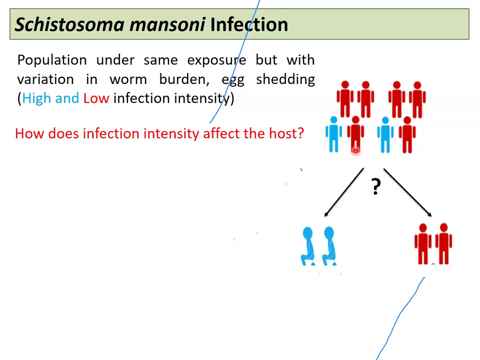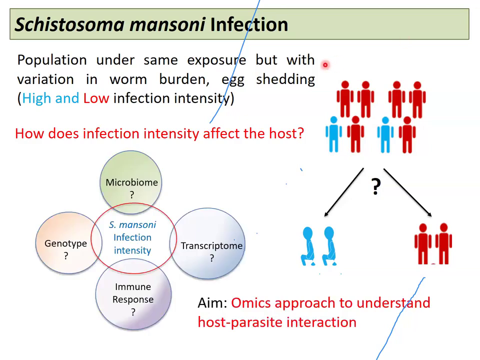In order to do this, we came up with a hypothesis about how the infection intensity affects the host. Is it dependent on the host genotype? Are there genetic factors that make one susceptible to high or low infection intensity? Is it dependent on the microbiome? Because the eggs from this parasite are released through the gut, what if this affects the gut microbiome, or the gut microbiome influences the infection intensity? How does it influence the transcriptome of the host? And how is the immune response in the presence of these different infection intensities?